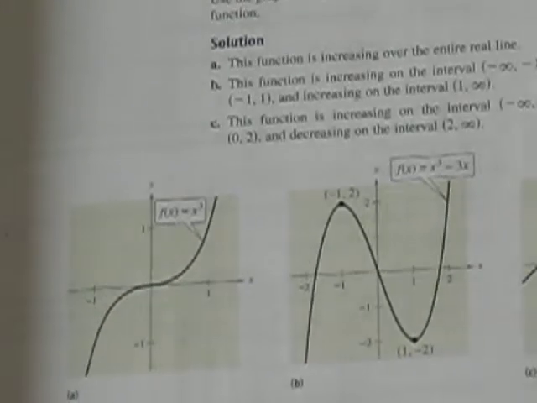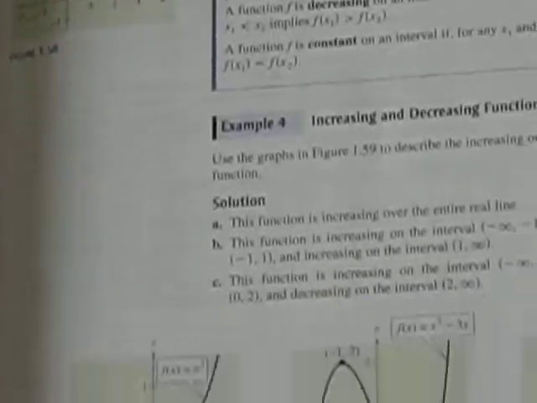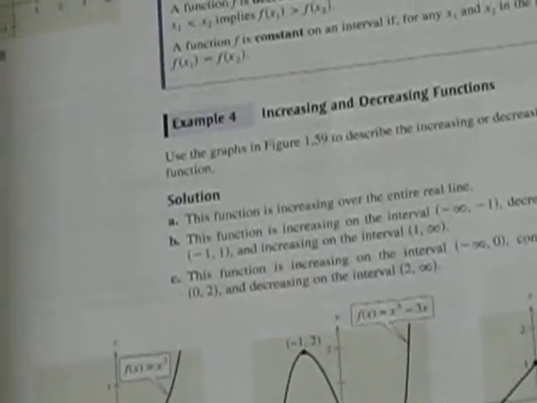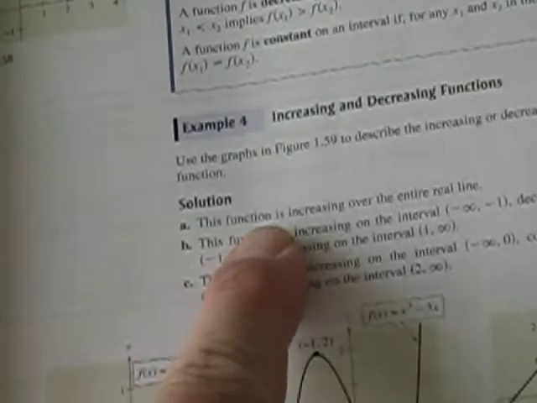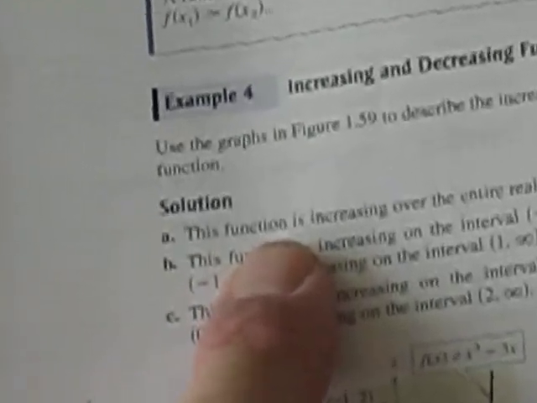So how we would communicate that is we would say this function is increasing over the entire real line. Everywhere. It's increasing everywhere. Well, we've got some other examples of graphs and whether they're increasing or decreasing.